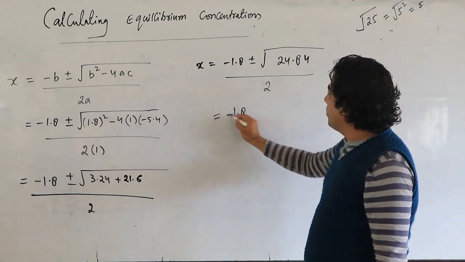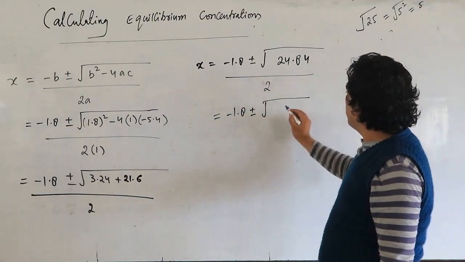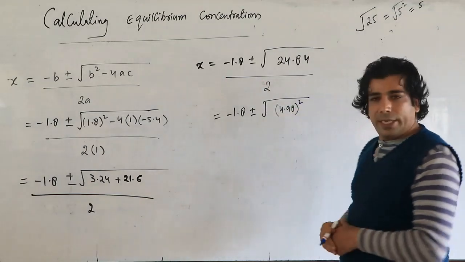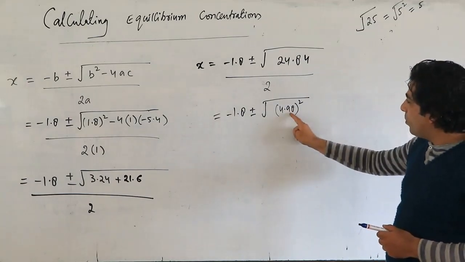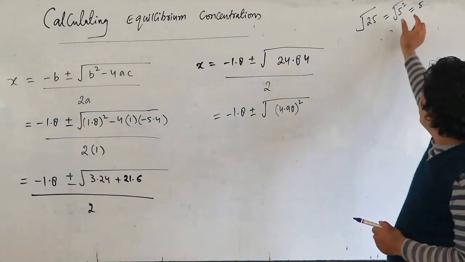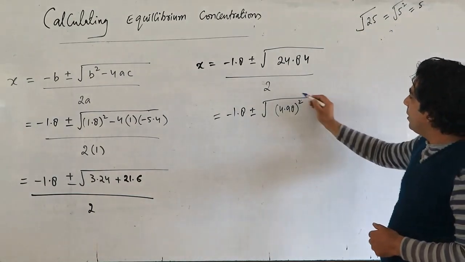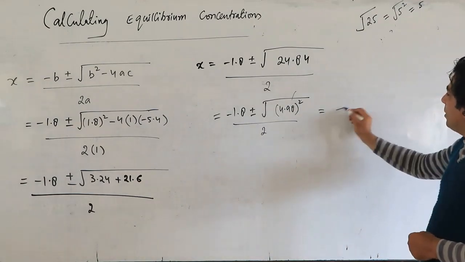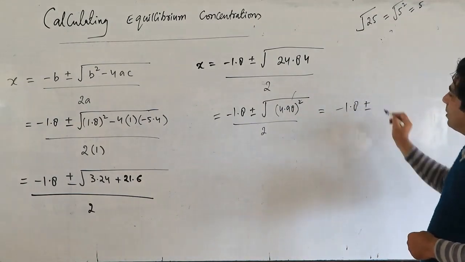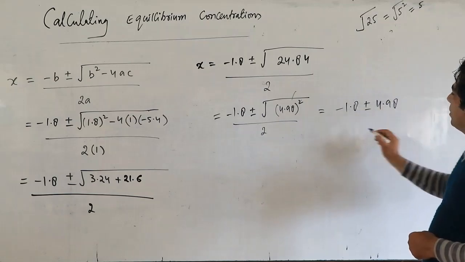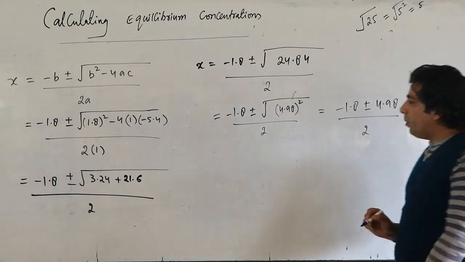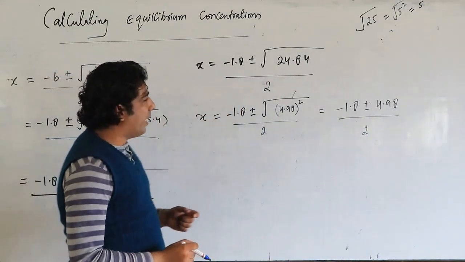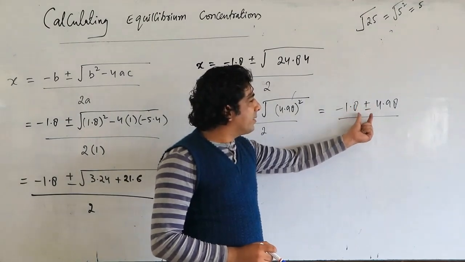So minus 1.8 plus minus, so I can write down here 4.98 square. Yes, so this 4.98 square is exactly near to the 5, correct? So let us cancel it out. So divided by 2, you will be getting here minus 1.8 plus minus 4.98 divided by 2. Now my dear friends, here you can have two values of x. So x can have two values, either in terms of plus or in terms of minus.